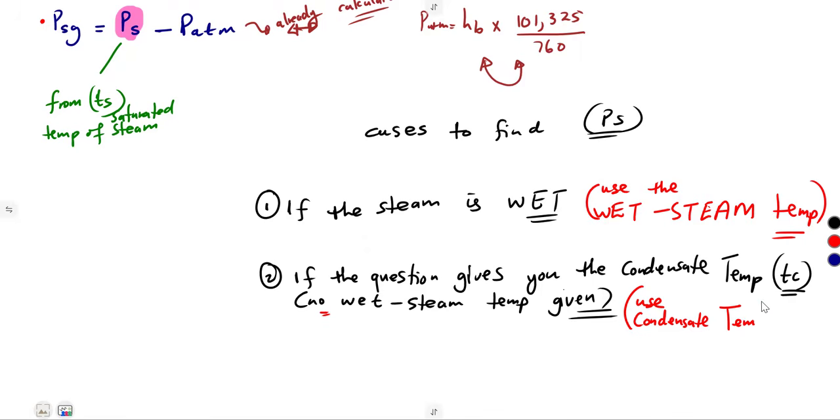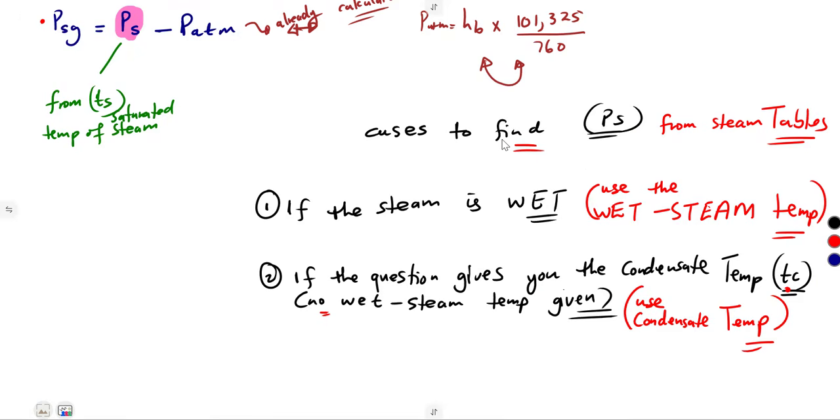When it is like that, you use what? Your TC to find the value of PS. These are the cases to find what? PS from our steam table. Just like that.